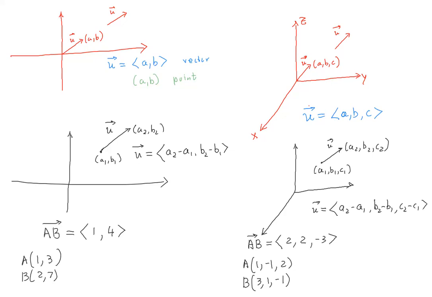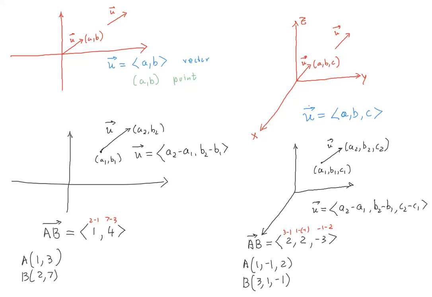So again, let me just say here how I found those numbers. This number 1 was 2 minus 1. The number 4 was 7 minus 3. The number 2 here was 3 minus 1. The number 2 was 1 minus negative 1. And finally, the number negative 3 was negative 1 minus 2. Okay, and that's how we found the coordinates of these vectors.